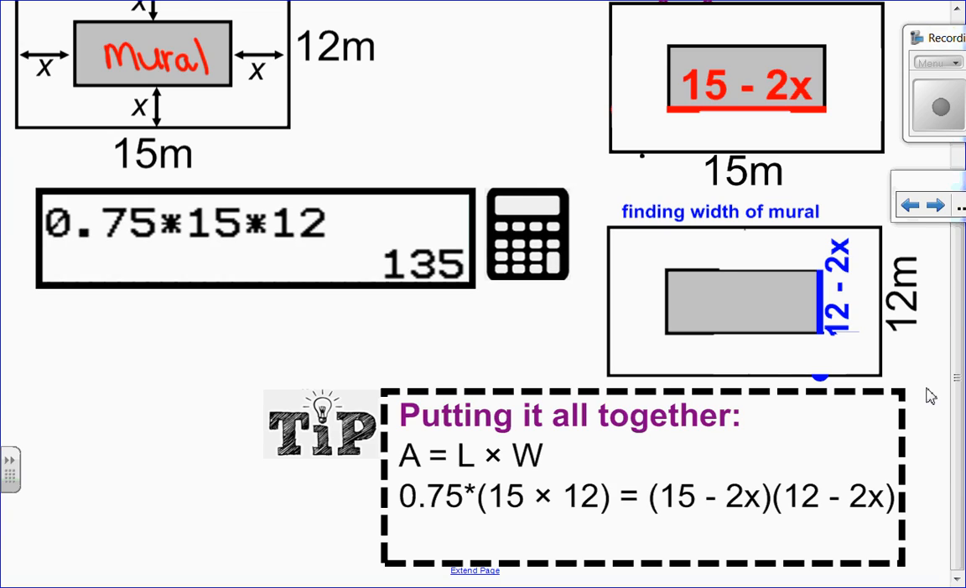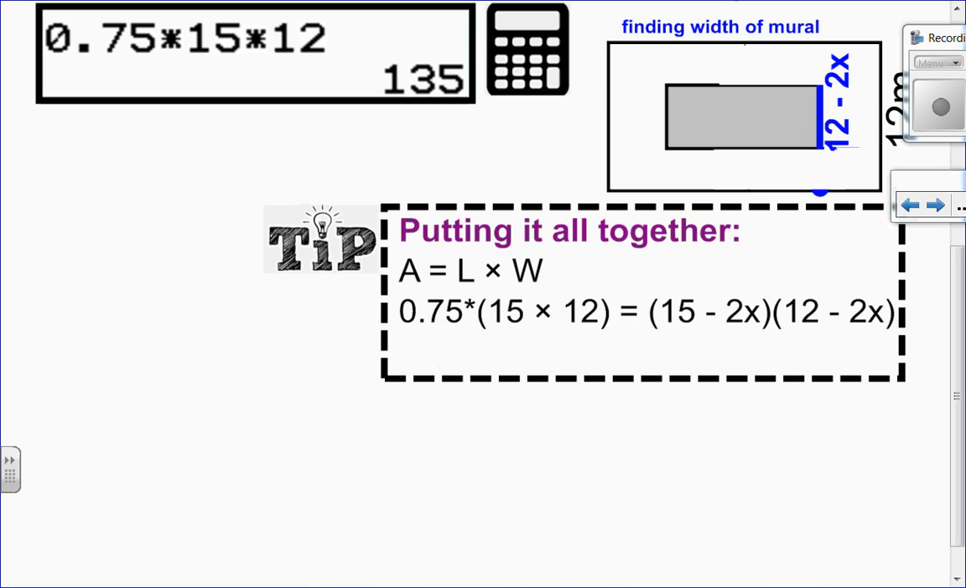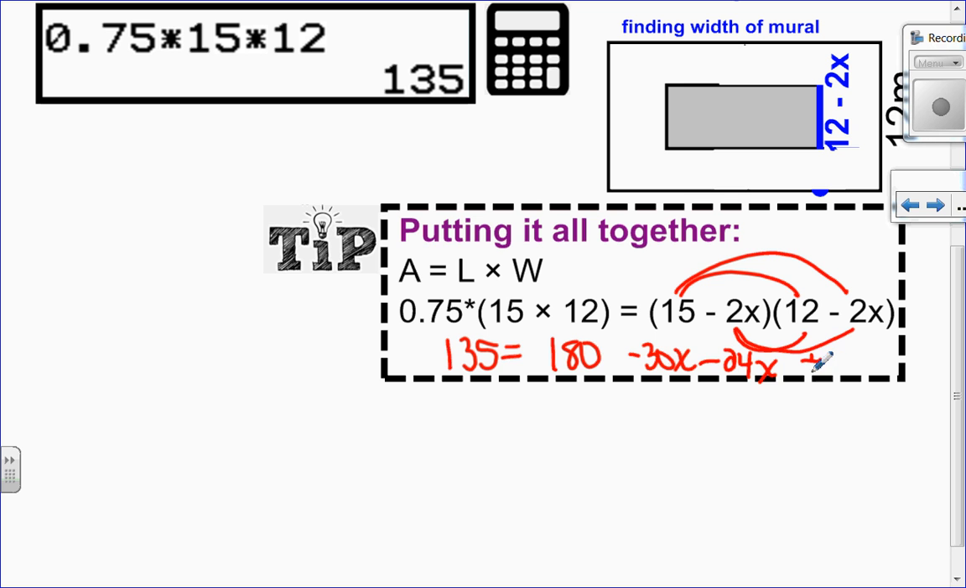So let's figure out the area. So area is 0.75, 75% of the original area. That is 135. So I know that this will equal 135. And then let's expand and we can group like terms. Okay, so I'm going to do over here 15 multiplied by 12, which is 180. I'm going to do 15 times negative 2x, negative 30x. Negative 2x times 12, and negative 2x times negative 2x is positive 4x squared.